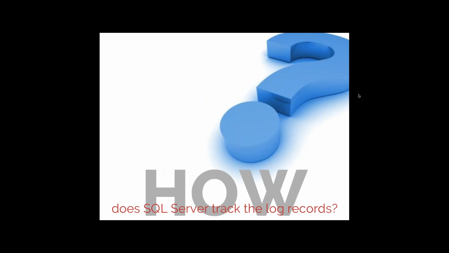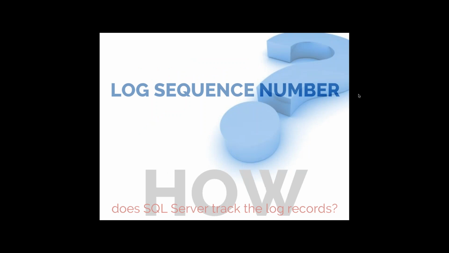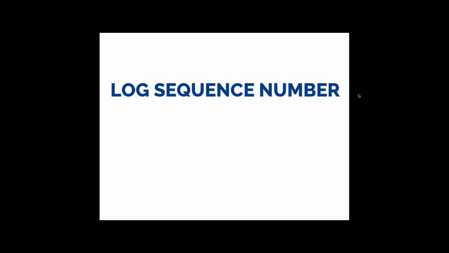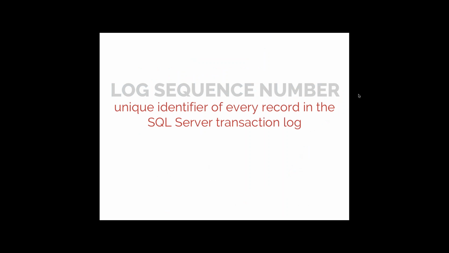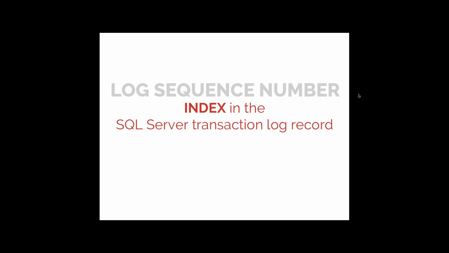Now, how does SQL Server track the log records? SQL Server tracks log records through the log sequence number, and I kind of think of a log sequence number as the unique identifier of every record in the SQL Server transaction log. You kind of think of it as the index of the SQL Server transaction log record. You know, when you're inserting records in a table, for example, and you want to maintain uniqueness for those records, what you do is create an index or a primary key, depending on how you want to look at it: physical index, logical primary key.